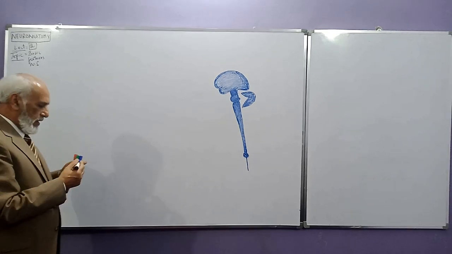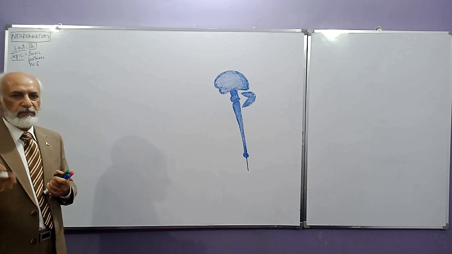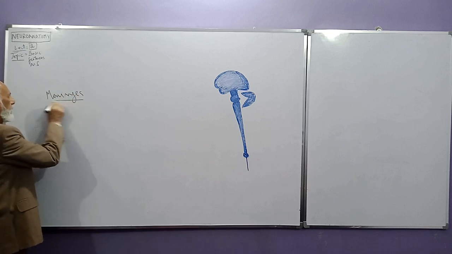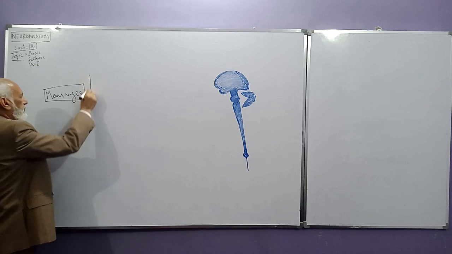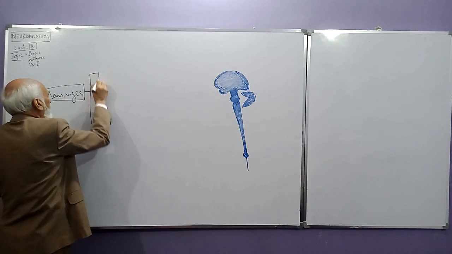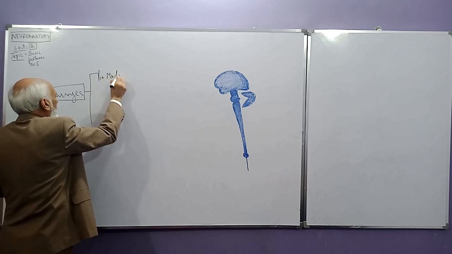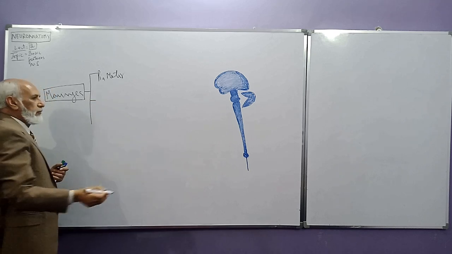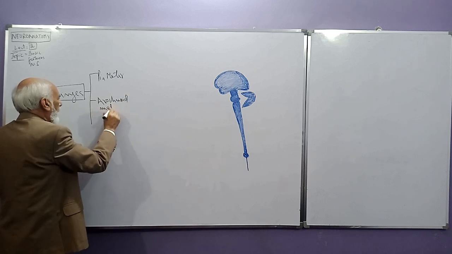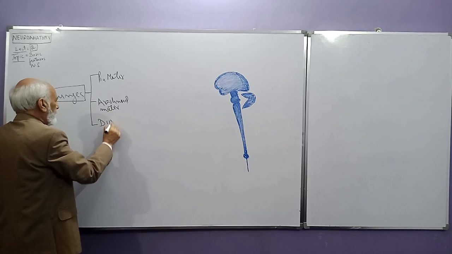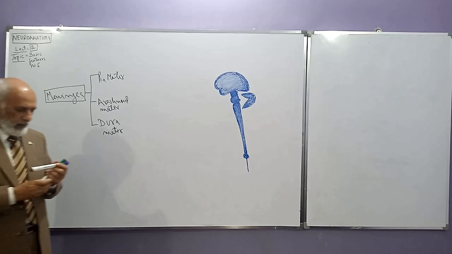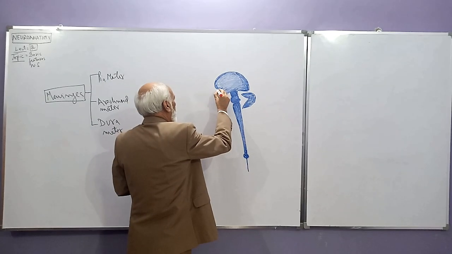Now, the brain and spinal cord are covered by tough connective tissue membranes. Three membranes, collectively known as meninges. Now, these meninges, which cover the brain and spinal cord, from within outwards are pia mater, outside the pia mater is arachnoid mater, and still outside the arachnoid mater is dura mater. From within outwards, the innermost layer is pia mater.